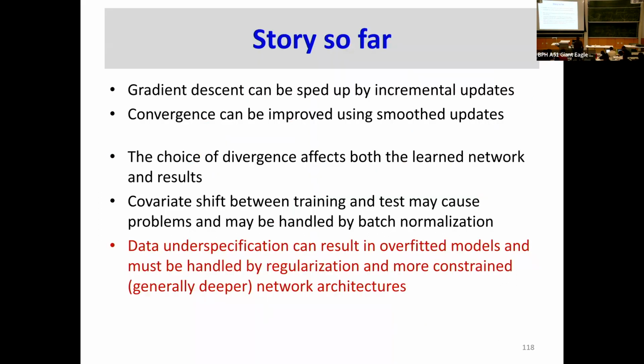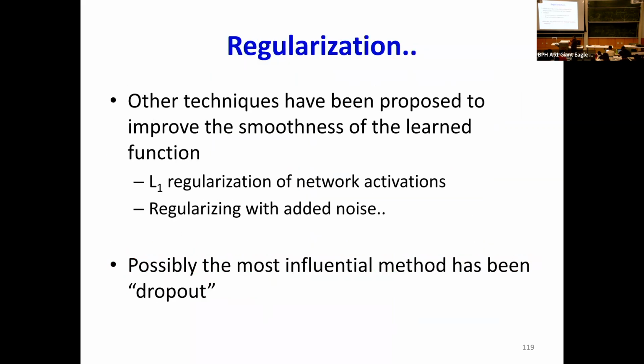And so data underspecification can result in overfitted models and must be handled by regularization and more constrained network architectures. So I'll stop here.